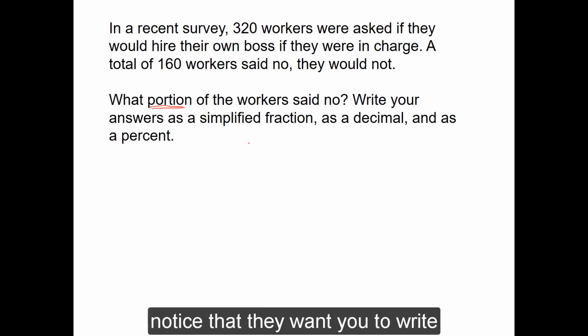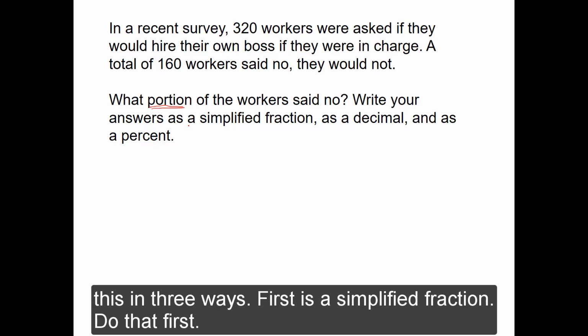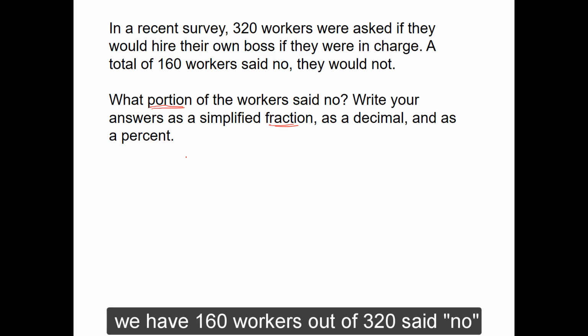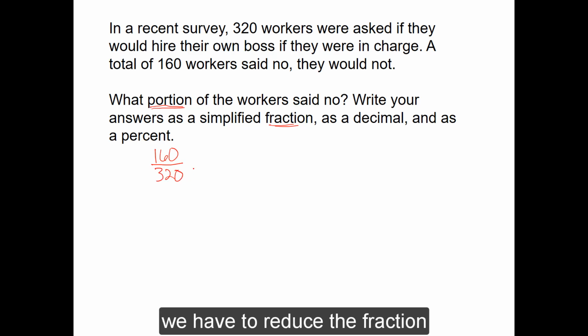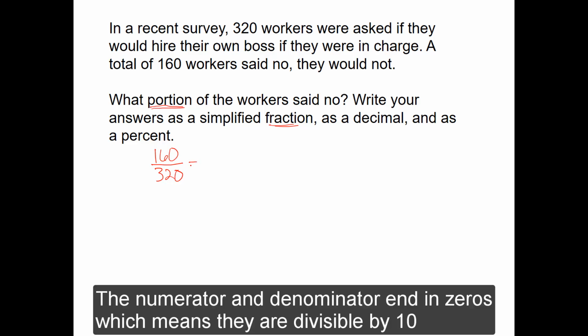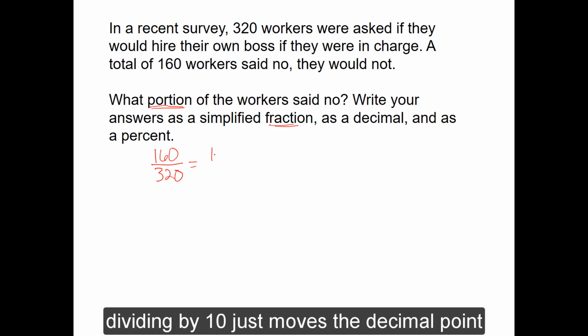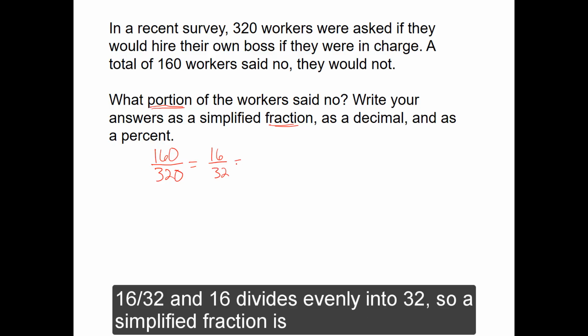Now notice that they want you to write this in three ways. First one is a simplified fraction, so let's go ahead and do that. So we have 160 workers out of 320 that said no. Well, we have to reduce the fraction. The numerator and denominator end in zeros, which means they're divisible by 10. So dividing those by 10 just moves the decimal point. And 16 over 32, well, 16 divides evenly into 32. So as a simplified fraction, that would be equal to 1/2.